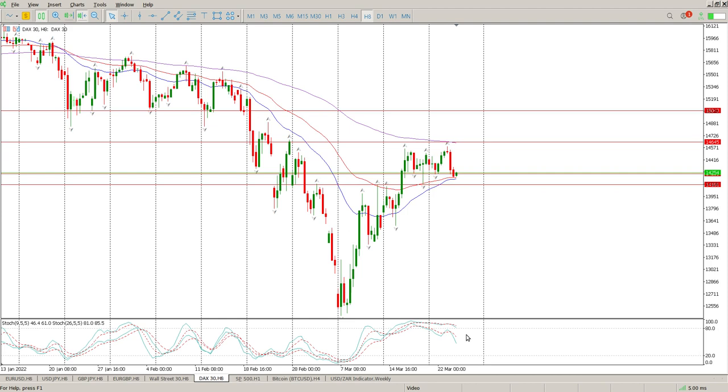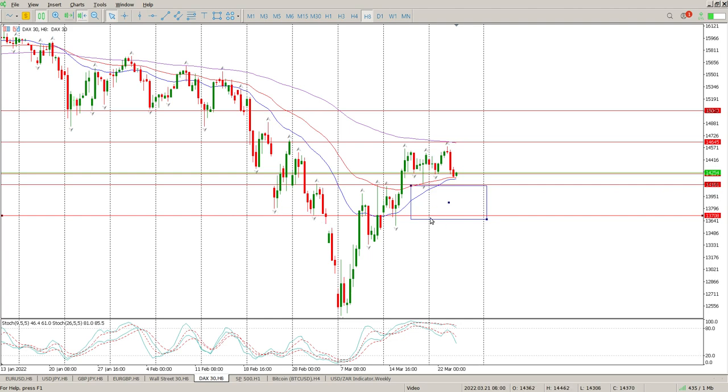So one key thing we need to pay attention to, and that is this level right here. That's at 14,100. A break and retest of that validates a double top, and that's going to get us moving to the downside. And what you're looking for then is something along the lines of that. And if you look to the left, you can see there is a little bit of support there.